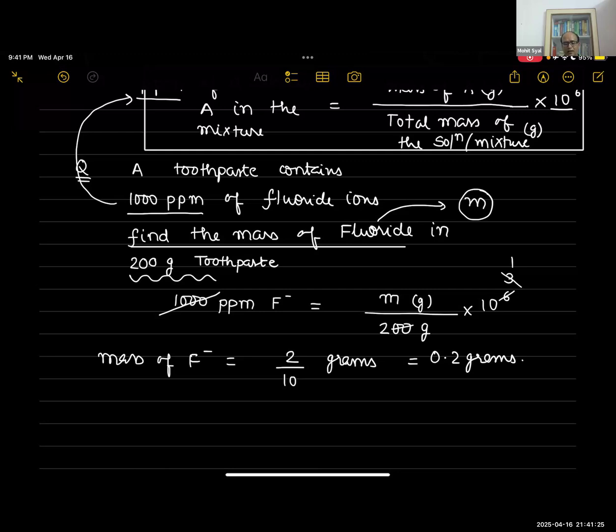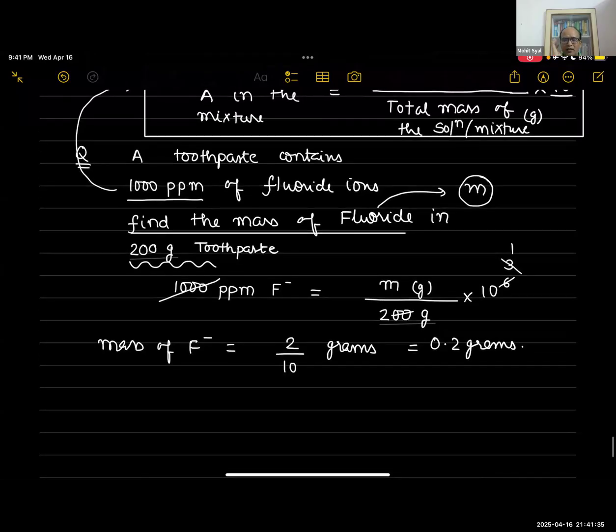And if mass is not given, volume is given. For gases, generally volume is given. So for them also you can calculate. It is ppm with respect to volume. So you write the volume of the component, divide by total volume.